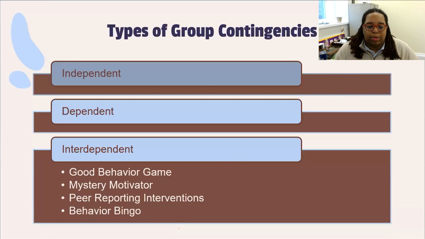Then finally, we have interdependent group contingencies, the most famous of which is called the good behavior game, where we have students split into teams and they're getting points in a positive way. They're getting points for appropriate behaviors within that group, and they're earning rewards for the most points for appropriate behaviors within the groups. There's other types of interdependent group contingencies, such as the mystery motivator, where the entire class is working together to earn a reward, and it's randomized whether, when they meet the contingency, they get the reward or not.